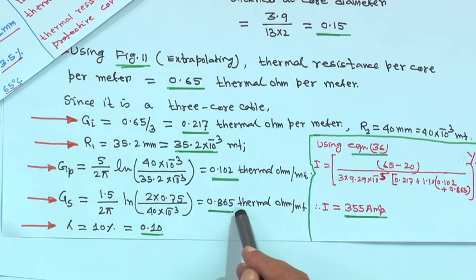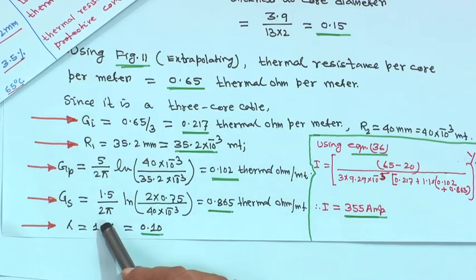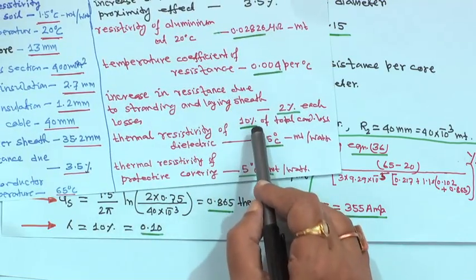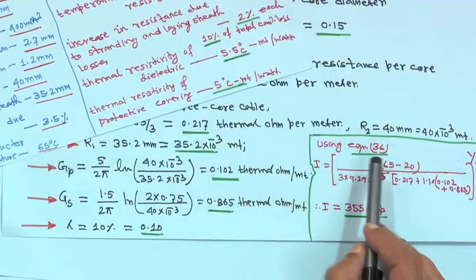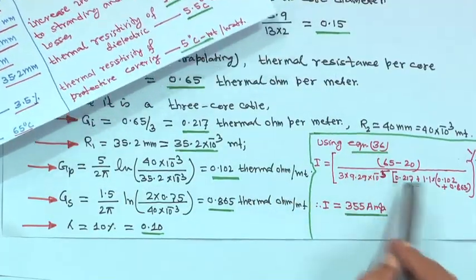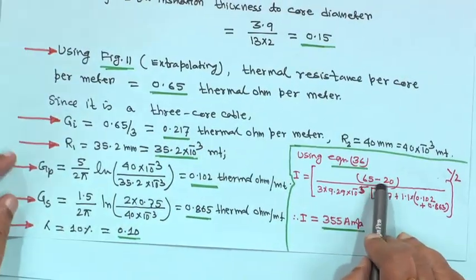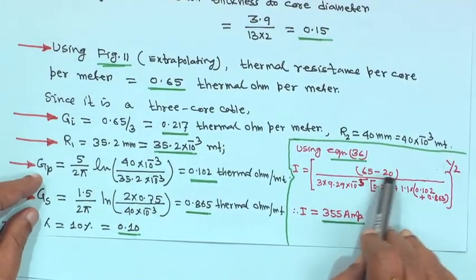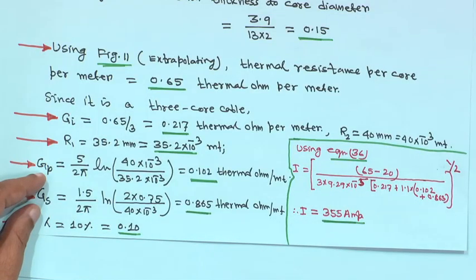So, it will come 0.865 thermal ohm per meter, and lambda is given as 10%, because the losses are 10% of total conductor loss. So, using equation 36, theta minus theta s, that is 65 minus 20, and whatever data are available, I can show you the formula once again.